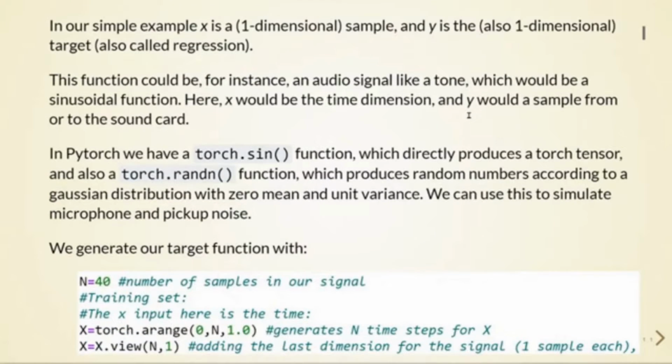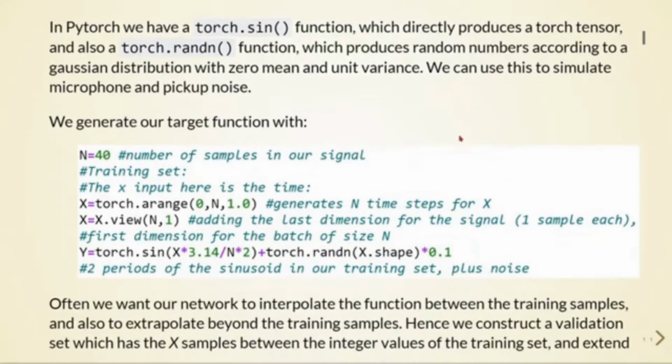In PyTorch, we have a torch.sin function, which directly produces a torch tensor, and also a torch.randn function, which produces random numbers according to a Gaussian distribution with zero mean and unit variance. We can use this to simulate a microphone and pick up noise, for example. So we generate our target function like this.